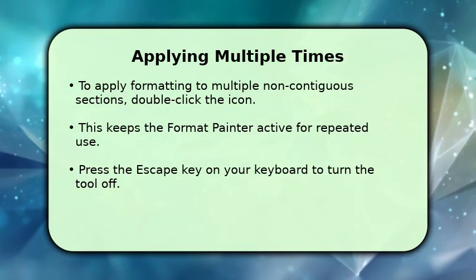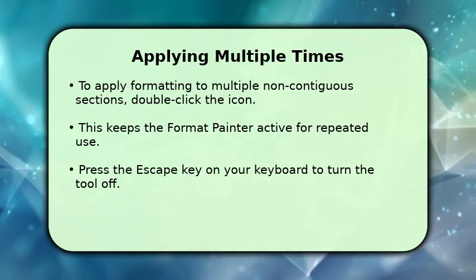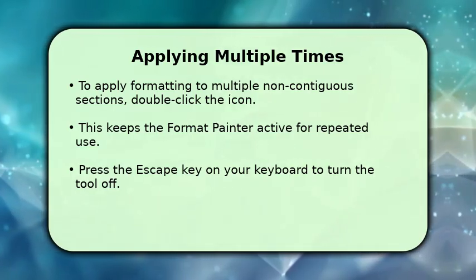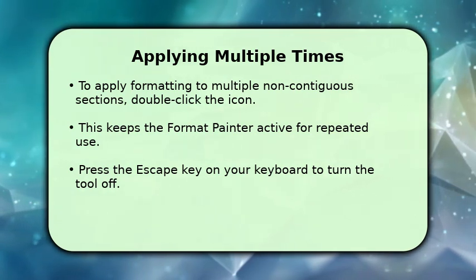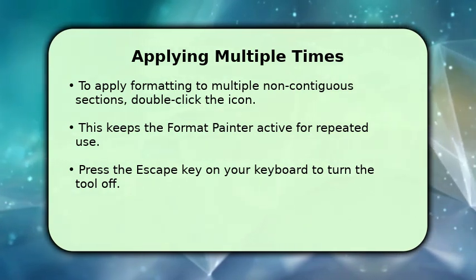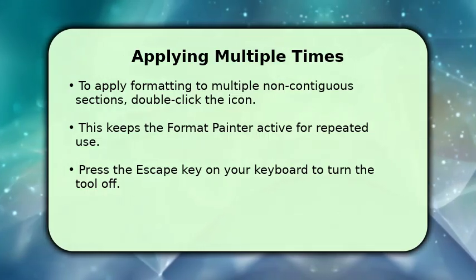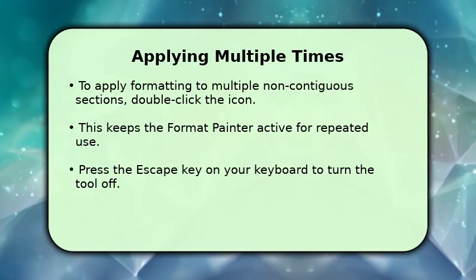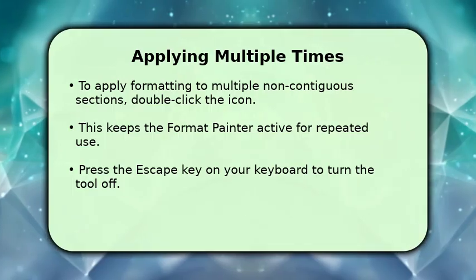What if you need to apply the same formatting to several different parts of your document? Instead of clicking the Format Painter icon once, double-click it. This action locks the tool, keeping it active so you can click and apply the formatting to as many separate text selections as you need. When you are finished applying all the styles, simply press the Escape key on your keyboard to deactivate the Format Painter and return to normal editing.